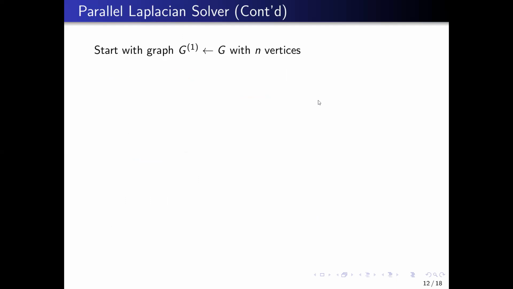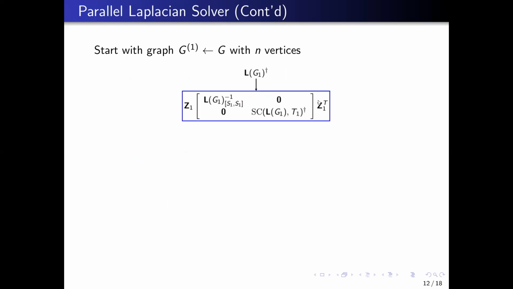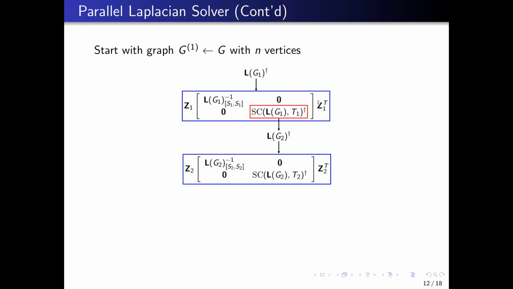Let G1 be the graph G with n vertices. We do Cholesky factorization on G1 to get the result shown in the blue rectangle. Then compute a vertex sparsifier G2 such that LG2 approximates the Schur complement of LG1 onto T1. Then we do a Cholesky factorization on G2, whose result is shown in the second blue rectangle. Continuing this process, we can obtain a vertex sparsifier chain G1, G2, and so on until the vertex set of the graph has a constant size.